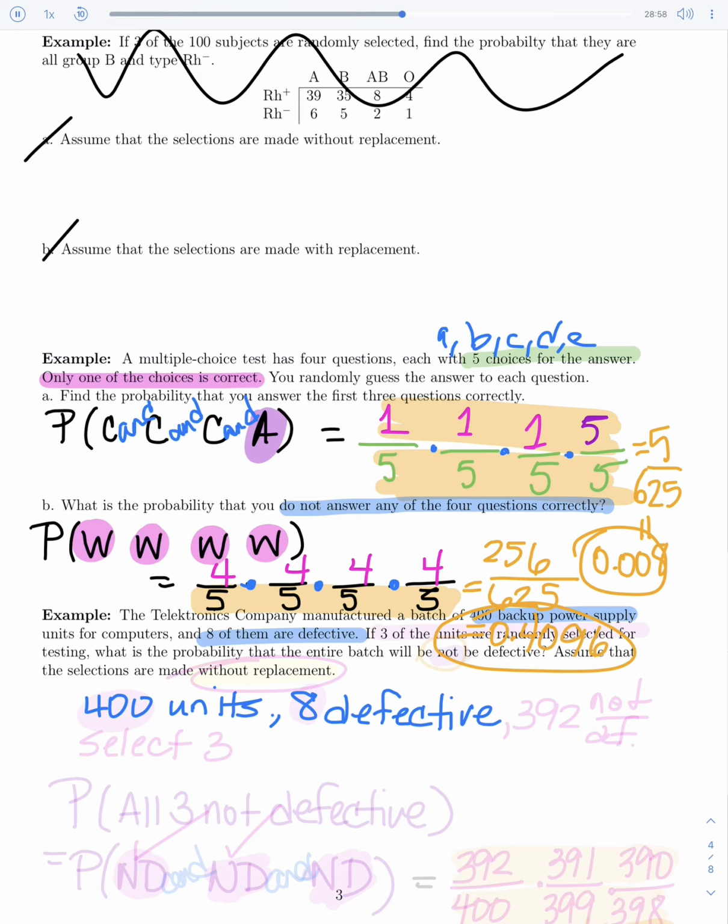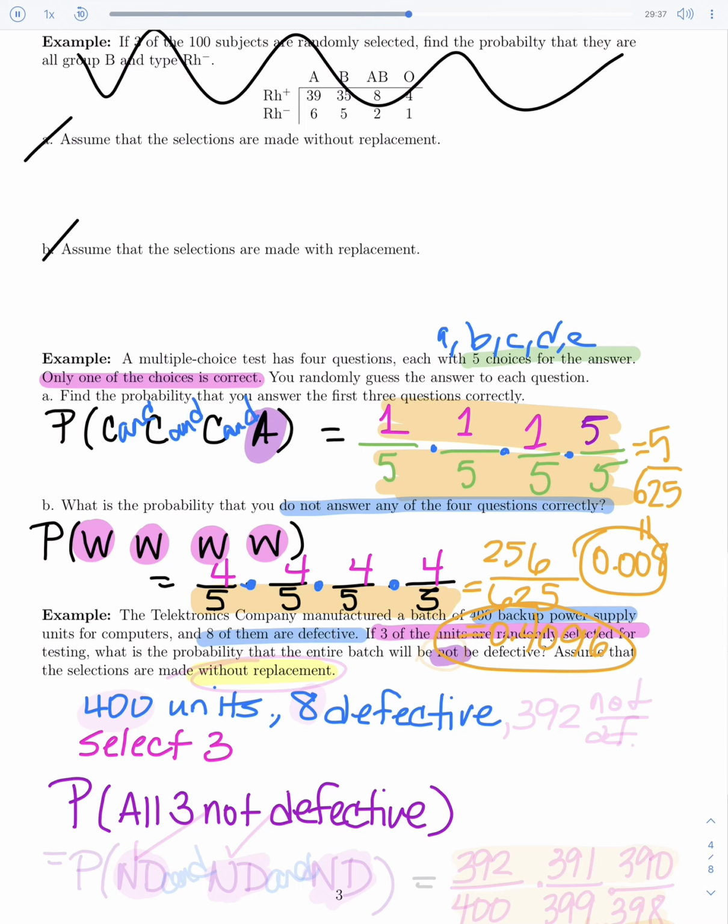The next part says that we're going to randomly select 3 of the units. So we're going to select 3. What is the probability that the entire batch will not be defective? So I want all 3 not defective. Eventually what I'm going to be looking for is that all 3 are not going to be defective. Notice the other thing that they tell us, again, it's subtle and I have to keep on reading, but it's super important, is that they are made without replacement.